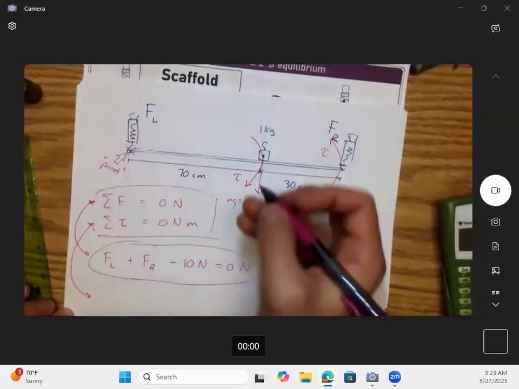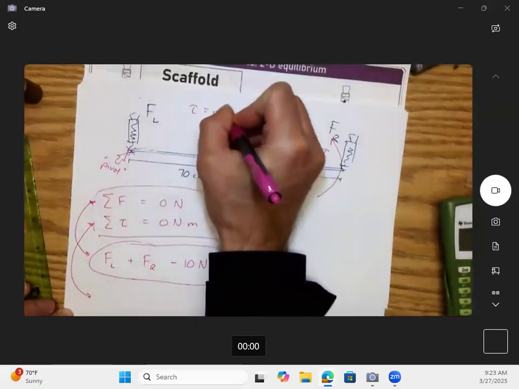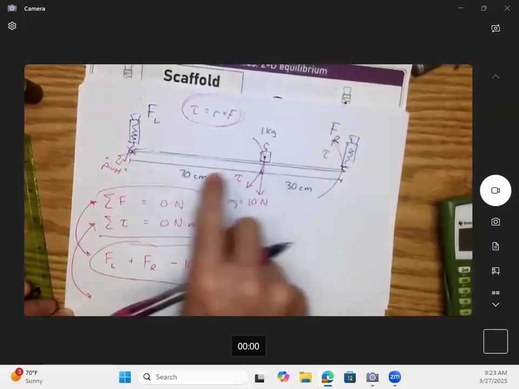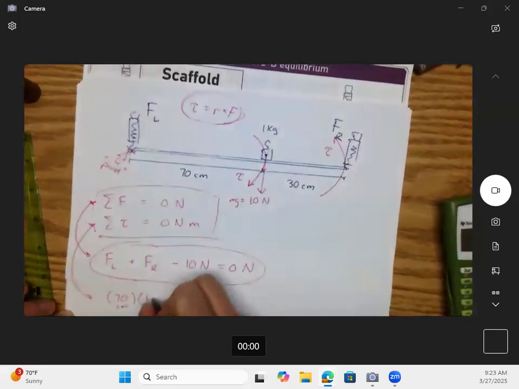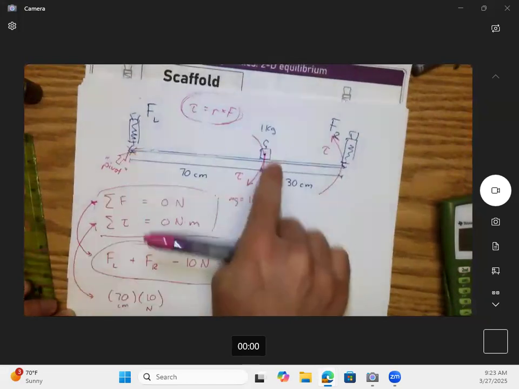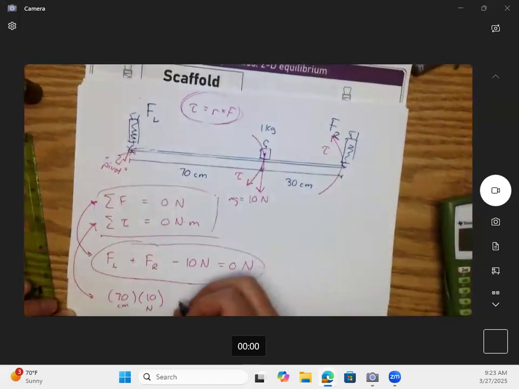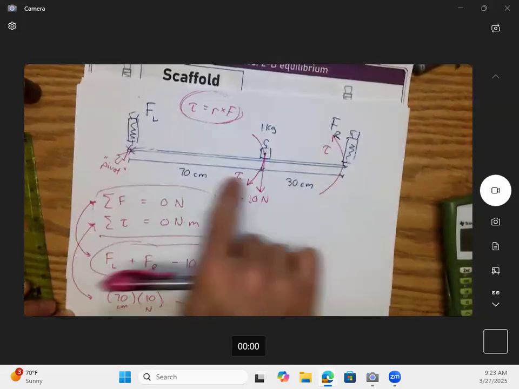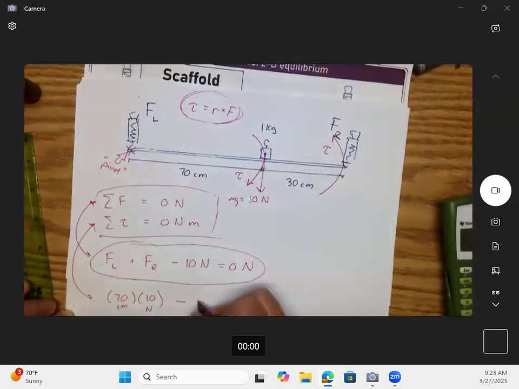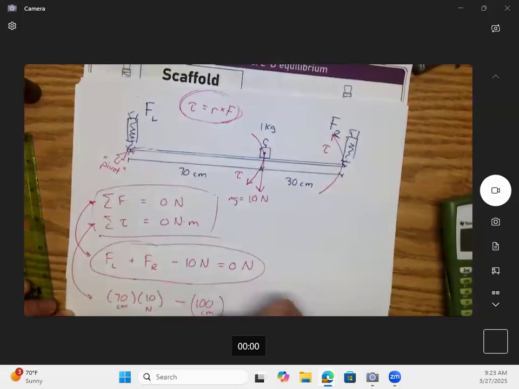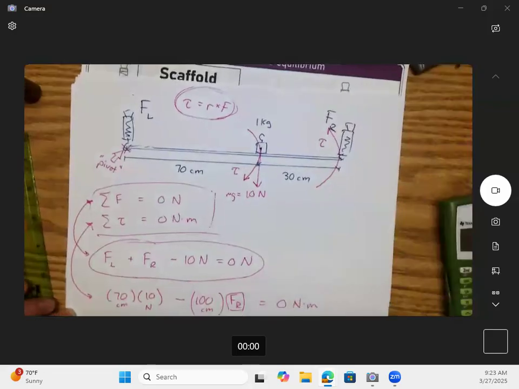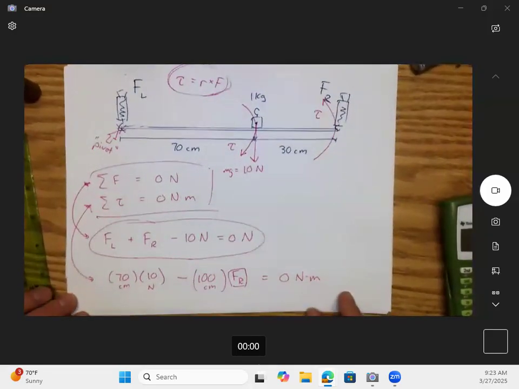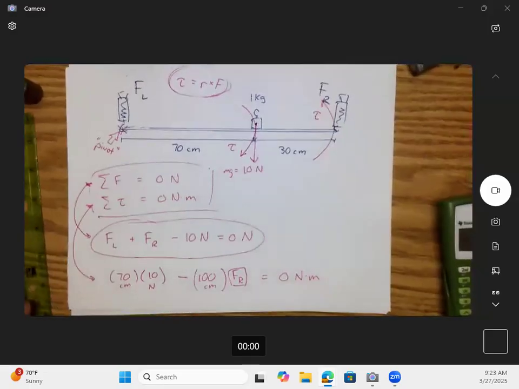70 centimeters, so R cross F. You guys remember torque is R cross F. So at 70 centimeters, I have 10 newtons. So there's R cross F there. Of course, they're already perpendicular, so sine of 90 degrees is 1. Minus, and then at the full 100 centimeters, I'll have my unknown force on the right side. And this all zeroes out, 0 Newton meters. All right, that all right? You guys write that in your notes?